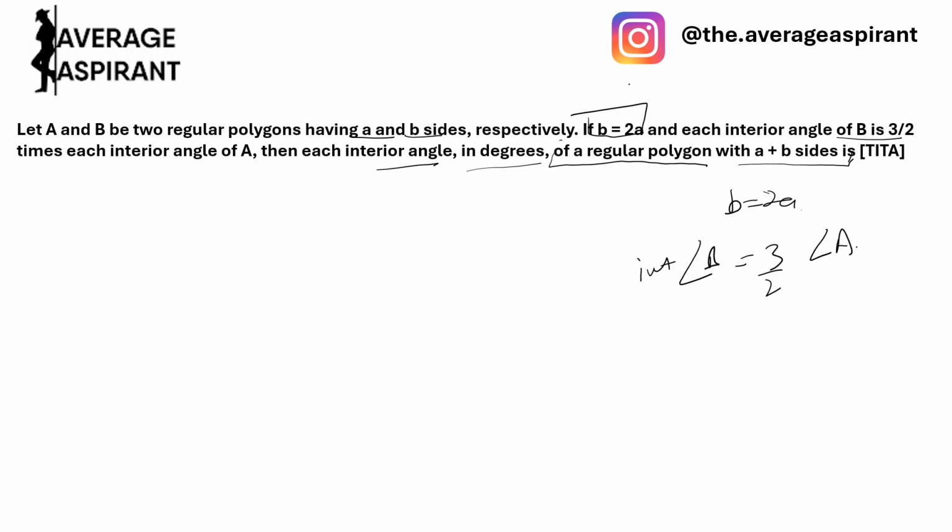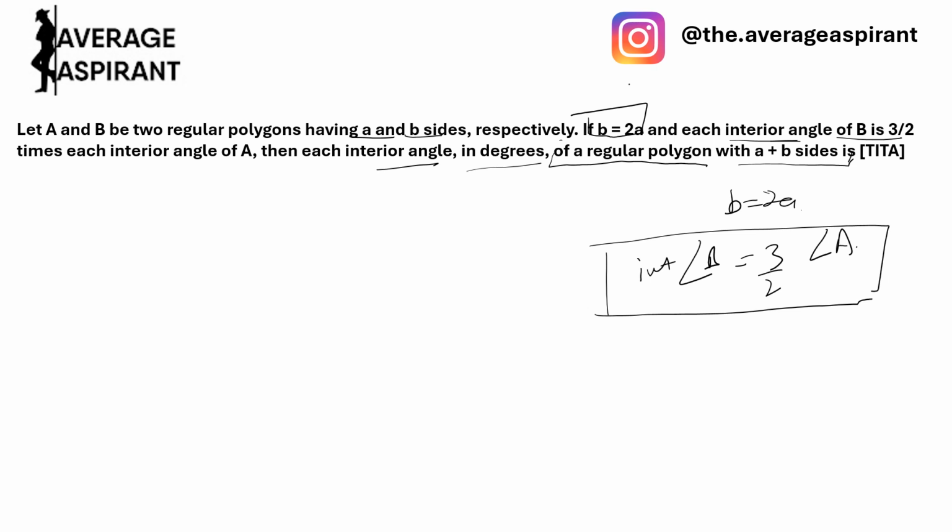First you need to know what is a regular polygon. If you are doing CAT prep, then this is the basic thing that you should know. If any polygon has four sides, all the four sides would be equal. If any polygon has n sides, all the n sides would be equal. That is a regular polygon. Now we have been given an equation in the interior angles: interior angle of B is equal to 3 by 2 of interior angle of A.